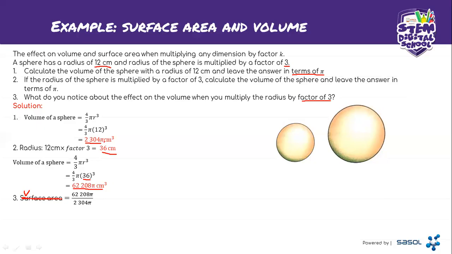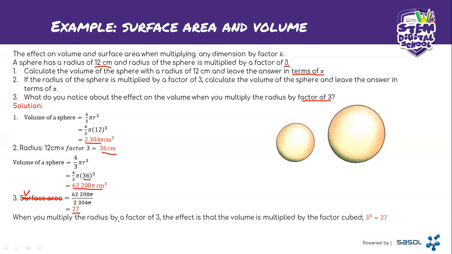All right, now after taking the second volume divided by the first one, you are getting what? 27, right? Now, what does it mean? When you multiply the radius by the factor of 3, the effect is that the volume is multiplied by the factor cubed. And in this example, you can see that 3 to the power 3 gives you 27. So that is the effect of k.